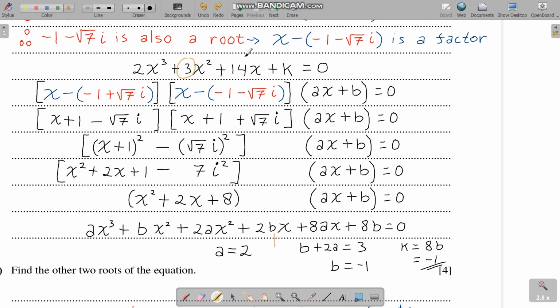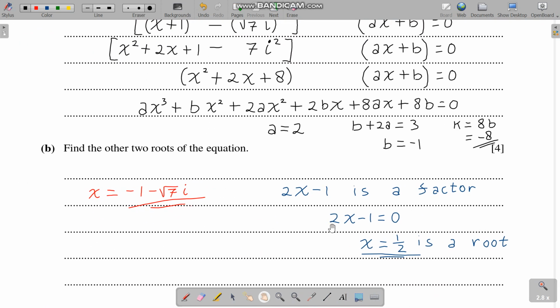So it checks, we do have the right values of a and b. Now for the constant term, we know it's 8b, and we know the b is minus 1. So therefore the k is minus 8. Alright, so we have the value of k.